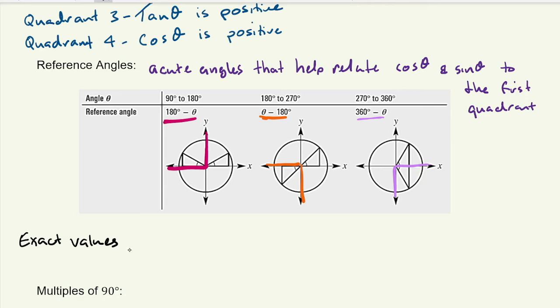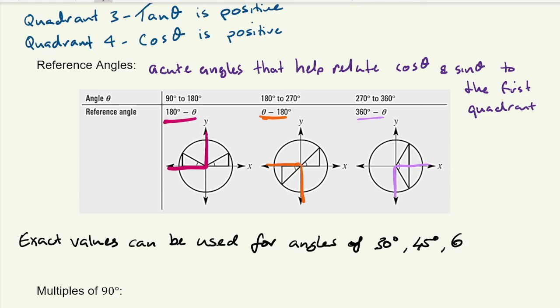And that can be used for the angles of 30 degrees, 45 degrees, and 60 degrees. So use those exact values as you need to.